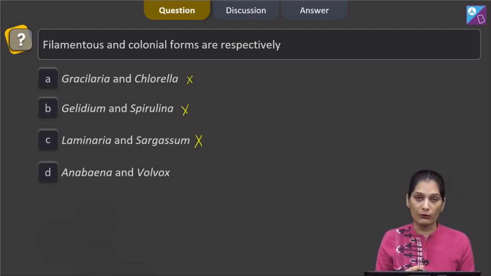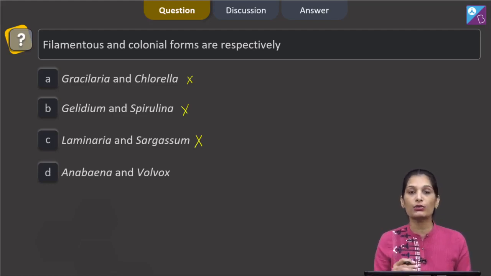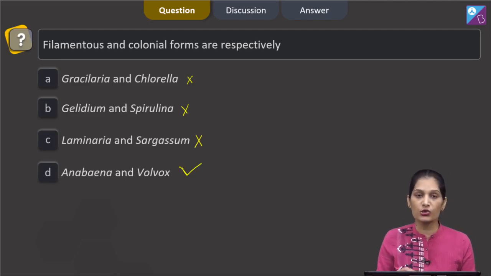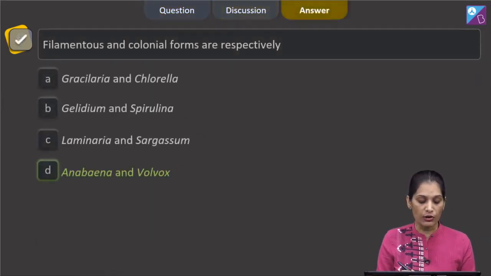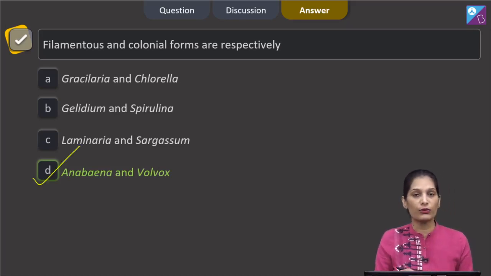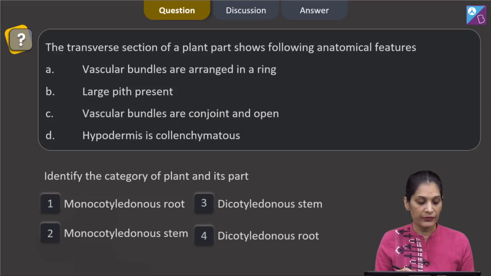Anabina and volvox. Yes, Anabina is a blue-green alga and it is filamentous form. Whereas if you see the volvox, it is a colonial form of green alga. So this is true. So the correct option for the given question is option D, which says Anabina and volvox. Let's move to the next question.